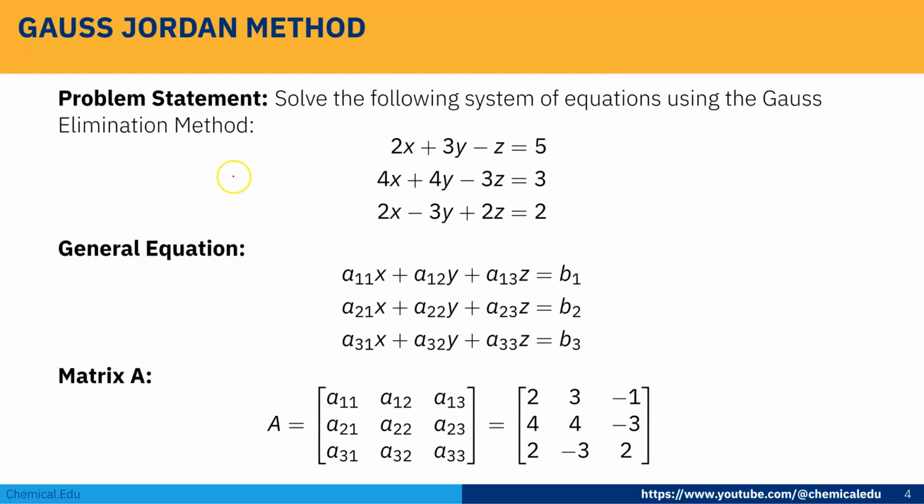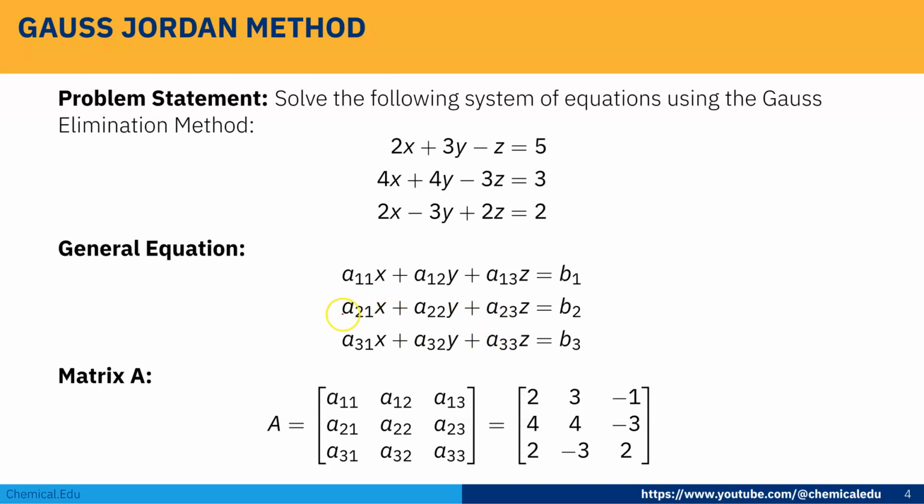Now here is the problem statement. Solve the following system of equations using the Gauss elimination method. So 2x + 3y - z = 5, 4x + 4y - 3z = 3, and 2x - 3y + 2z = 2. Now the general equation we can write as a11x + a12y + a13z = b1, where a11 is the coefficient of x, a12 is the coefficient of y, a13 the coefficient of z, and a21x + a22y + a23z = b2, a31x + a32y + a33z = b3.